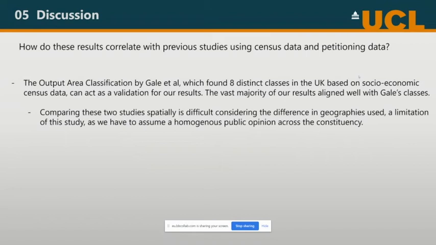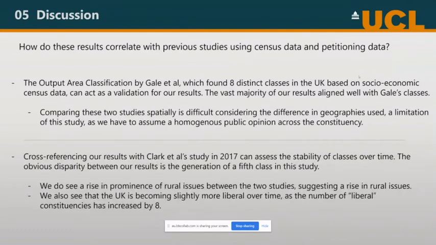So one of the assumptions and limitations of this study is that we have to assume a homogeneous public opinion across a constituency, which in real life is not going to be the case. We could have someone just down my road that has a completely different thought process to myself. Cross-referencing our results with Clark's study in 2017 can assess our stability over time, as different petitions were available in 2017 than when this study was written. There is an obvious disparity in our results, being the generation of a 5th topic.